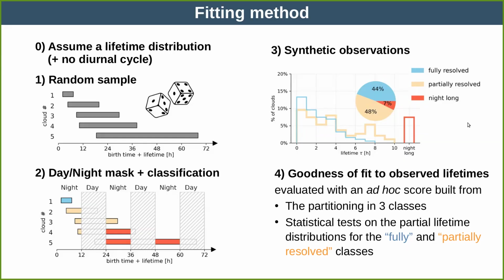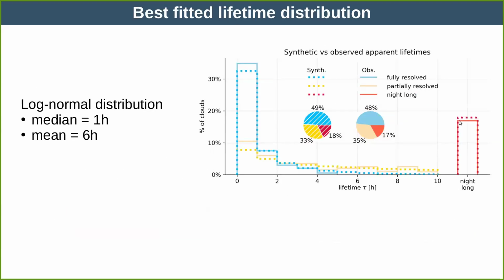And we built an ad hoc score to evaluate the goodness of fit between these synthetic results and what we really observed. So this score is built comparing the pie chart and the two partial distributions. So finally, the best fitted distribution was found using a log normal distribution with a median lifetime of 1 hour and a mean lifetime of 6 hours.